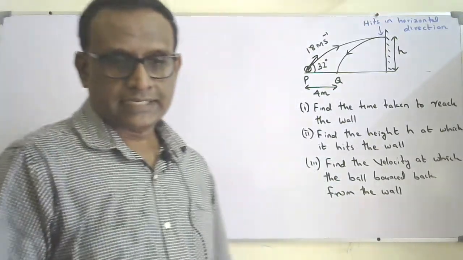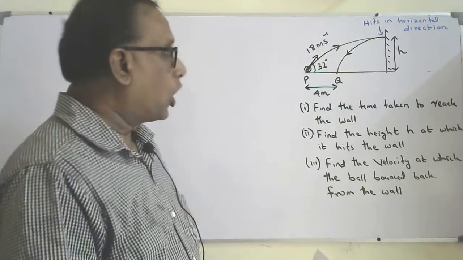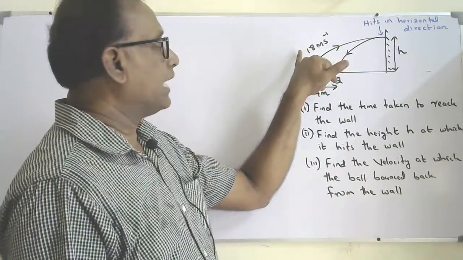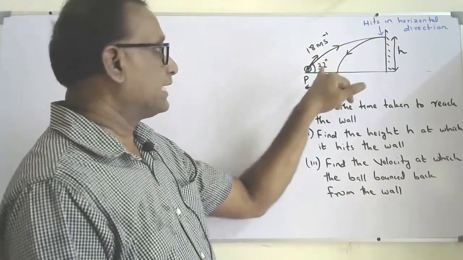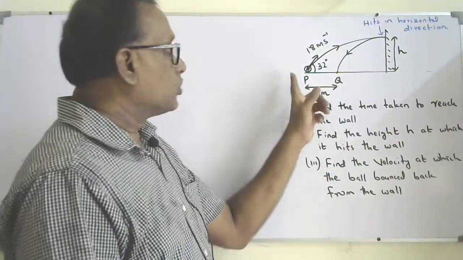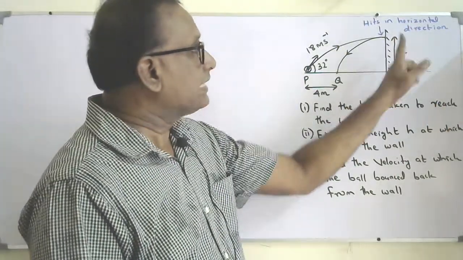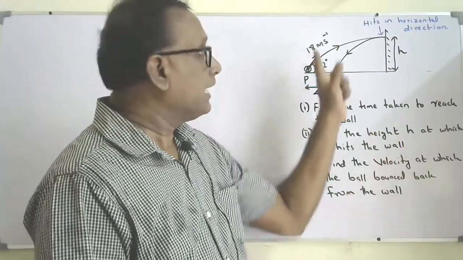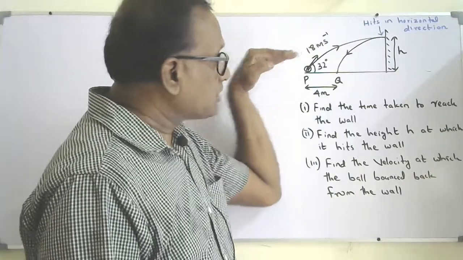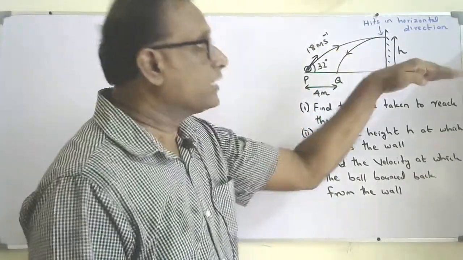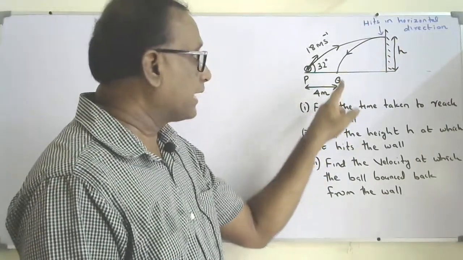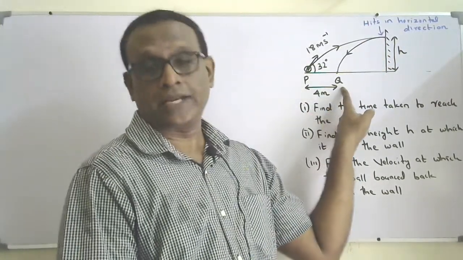Okay, so this is the second question. A ball, maybe a football, is kicked from the ground at a speed of 18 meter per second at an angle of 32 degrees to the horizontal ground. So it moved and hit a vertical wall in the horizontal direction. That means during collision, the velocity of the ball is horizontal. It hits the wall horizontally and bounces back and hits the ground again at point Q.